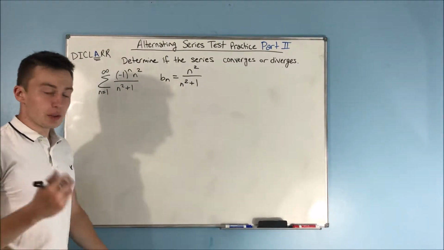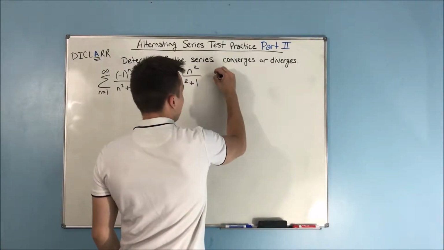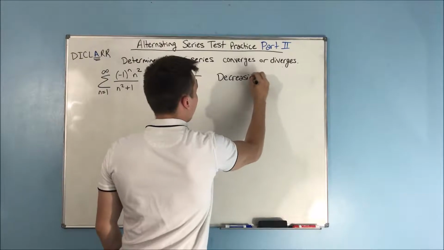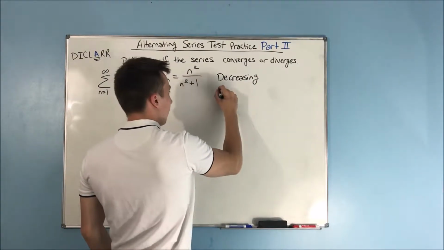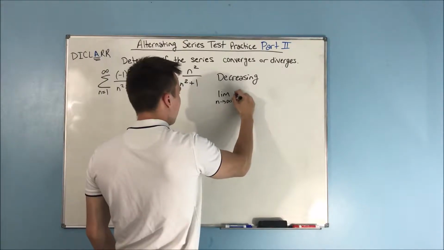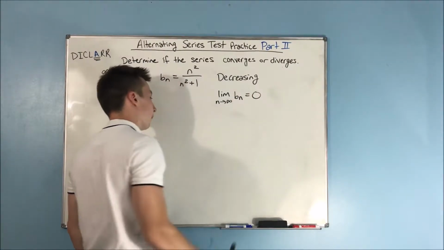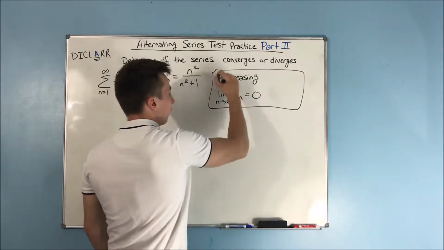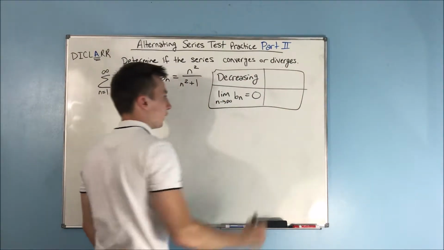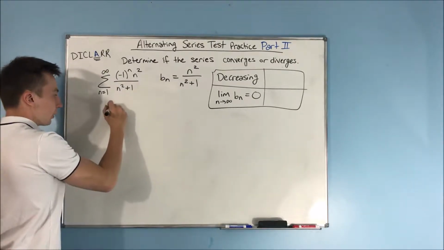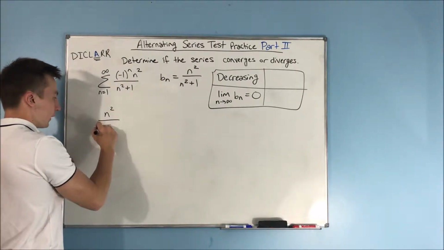Now we have b sub n, so there are two conditions we have to meet, just like in the part 1 video. It's got to be decreasing, and the limit as n approaches infinity of b sub n needs to equal 0. First we need to figure out if this is decreasing. Is it decreasing? We can just write n squared over n squared plus 1.